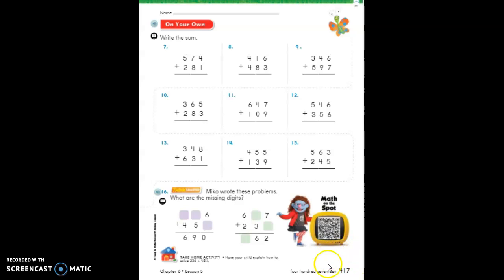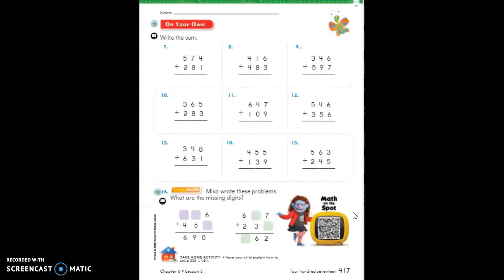You have your math book, your pencil, and remember, we're doing our math work in our math book, and we're leaving our pages in our book. So let's look at number 16. It says, Miko wrote these problems. What are the missing digits? So there's lots of blanks here that we need to figure out.